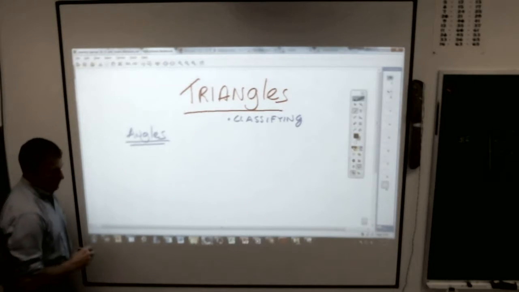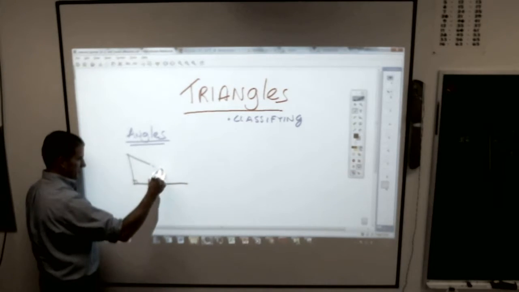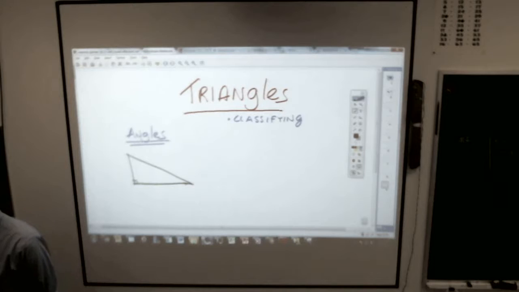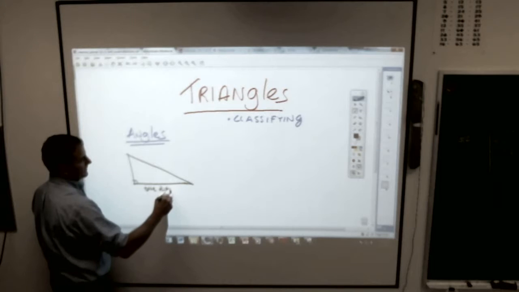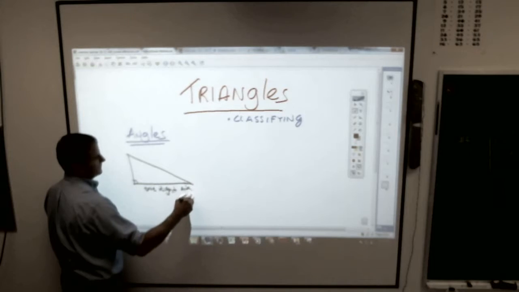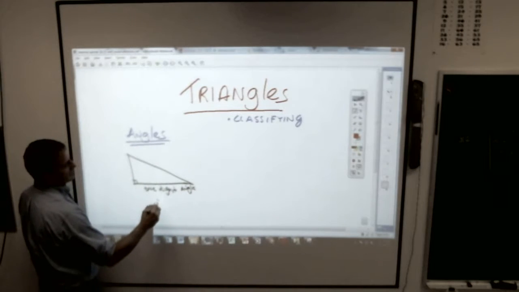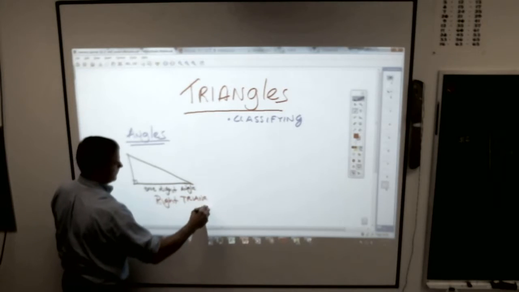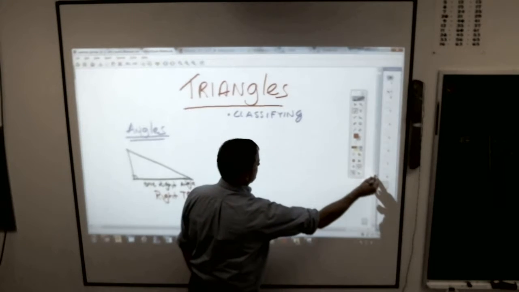You can have a triangle that has one right angle in it. By the way, you can never have a triangle that has more than one right angle in it. You can try all you want, but it'll never happen. Okay? If it has one right angle in it, guess what the fabulous name that we have for this? Right triangle. It is a right triangle. How confusing is that? Wow. Right angle, it's called a right triangle. So that's one of the three ways we can classify a triangle with angles.